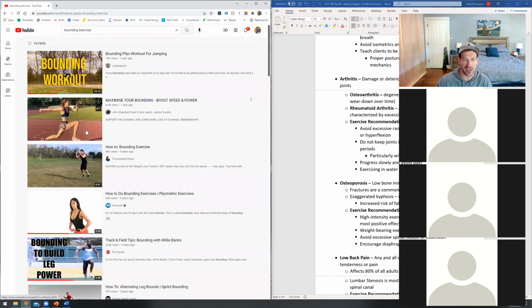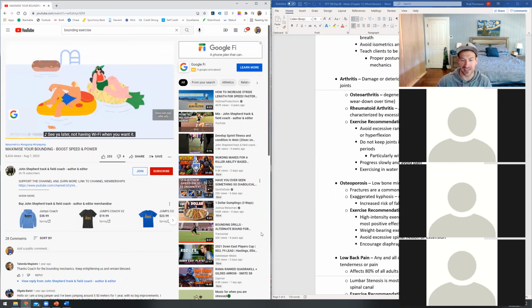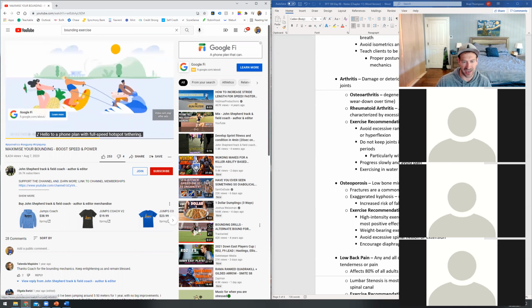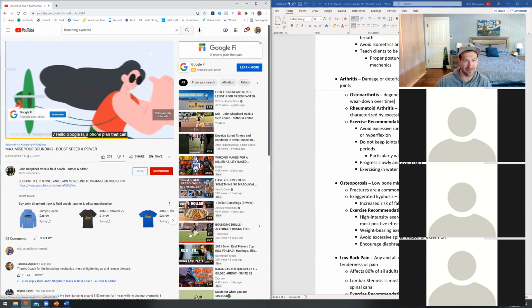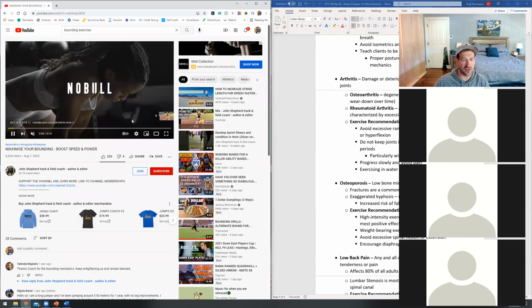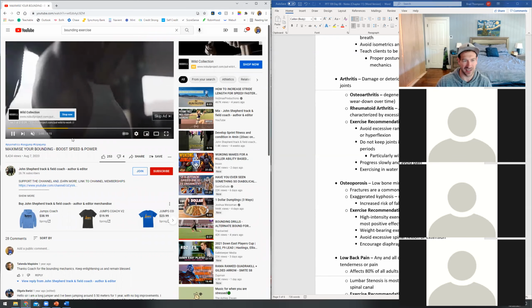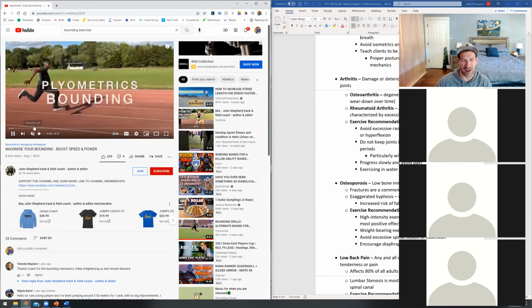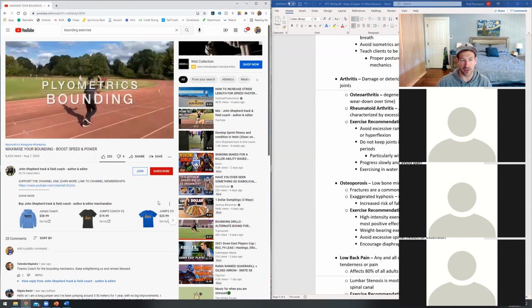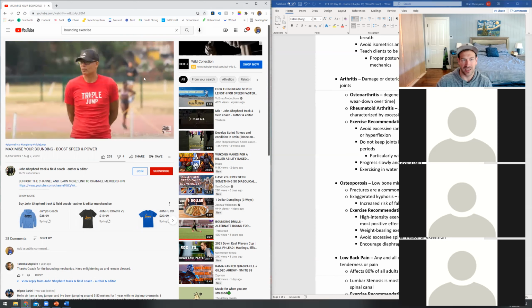Bounding is basically super exaggerated running where you're jumping from one leg to the next. Actually, I'll pull up this video. This guy, I've seen this video here. This guy is a freaking beast. But yeah, basically it's where you do, oh good, 2 ads. You do this really exaggerated run and it looks kind of goofy, right? Big steps, but it's really good for power. And then he's doing a single leg bound there as well.